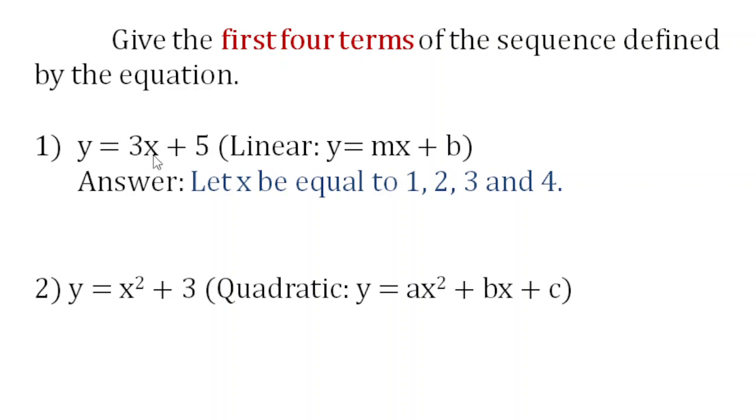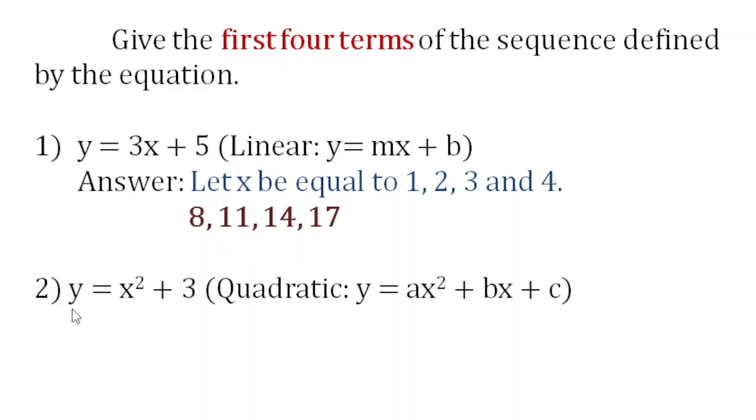So 3 times 1 plus 5 is 8. 3 times 2 plus 5 is 11. 3 times 3 plus 5 is 14. 3 times 4 plus 5 is 17. So these are the first 4 terms.